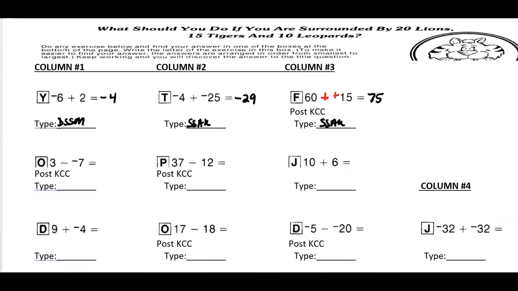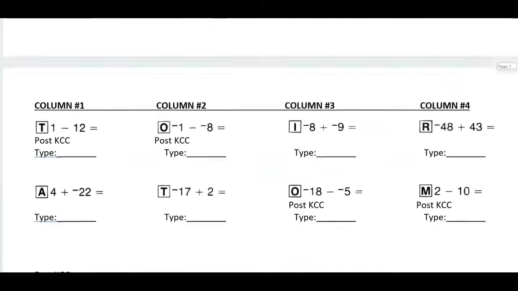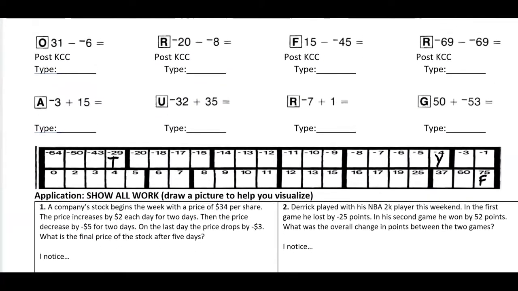The next problem is 3 minus negative 7. Again, I need to keep, change, change. Right? So it becomes 3 plus positive 7, SSAK. That is 10. So I'm looking for 10 on the back, and I'm going to put the letter O. That's negative 10. Here's positive 10. Put the letter O.